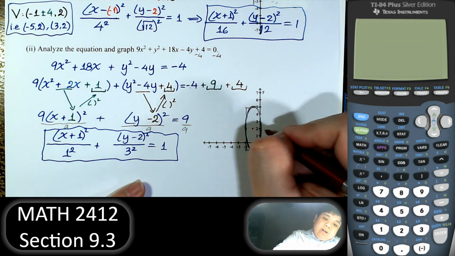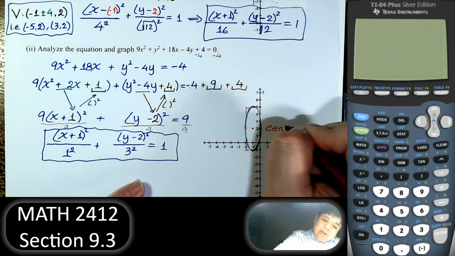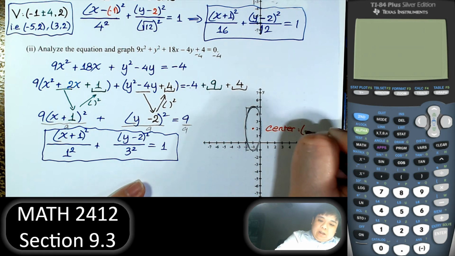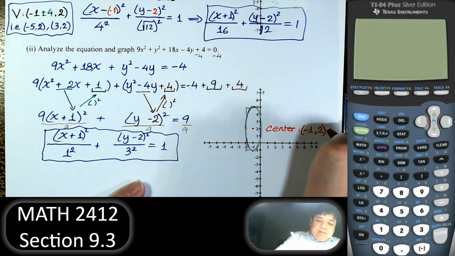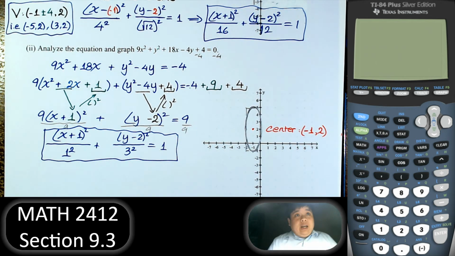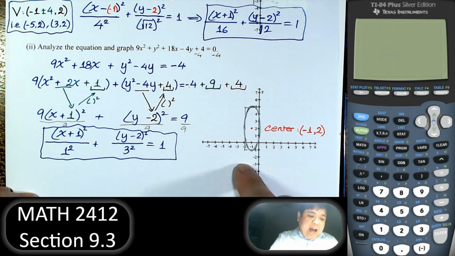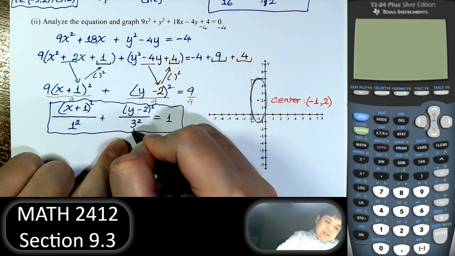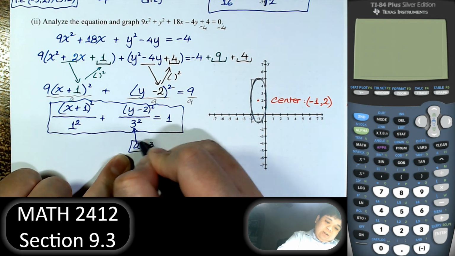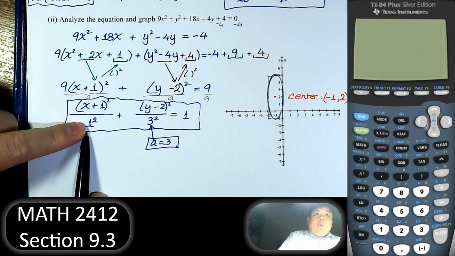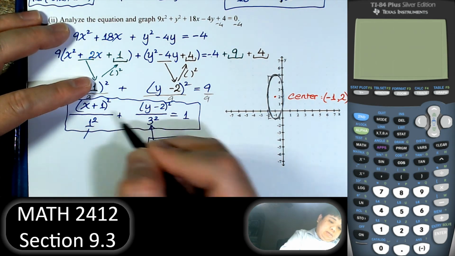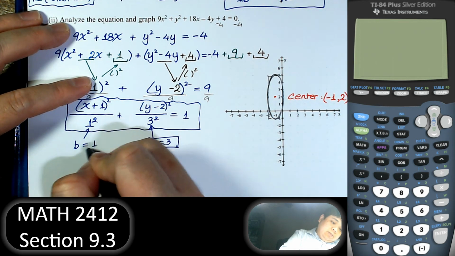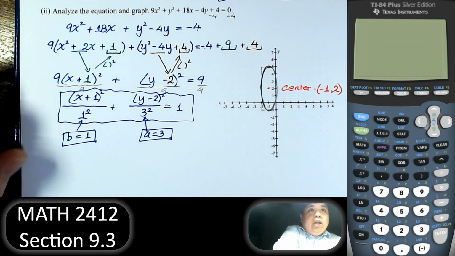Right, first of all, the center. H equal to -1, K is equal to 2 from the equation. Right, now we go 3 up and down. That is the furthest distance, so A is going to be 3. And the other one is going to be B. So we have A, we have B.